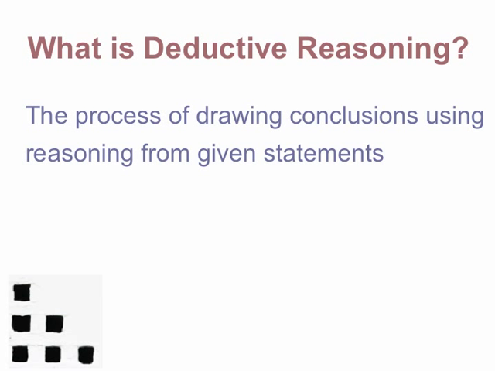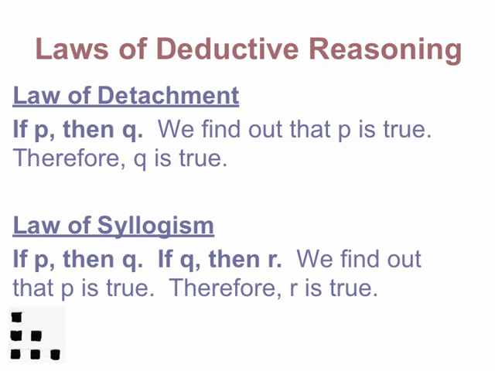All right, I want to look at deductive reasoning now. Simply put, it is the process of drawing conclusions using reasoning from given statements. So we want to try to draw conclusions. First, let's look at the laws of logic. We have the law of detachment. If P, then Q. So it's a simple conditional statement. We find out that P is true, therefore we can conclude that Q is true.